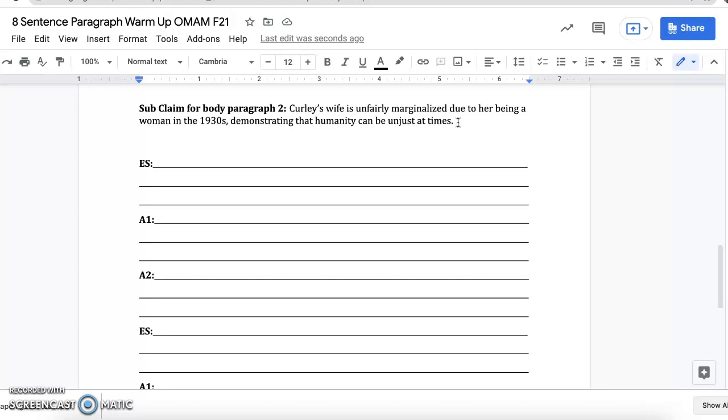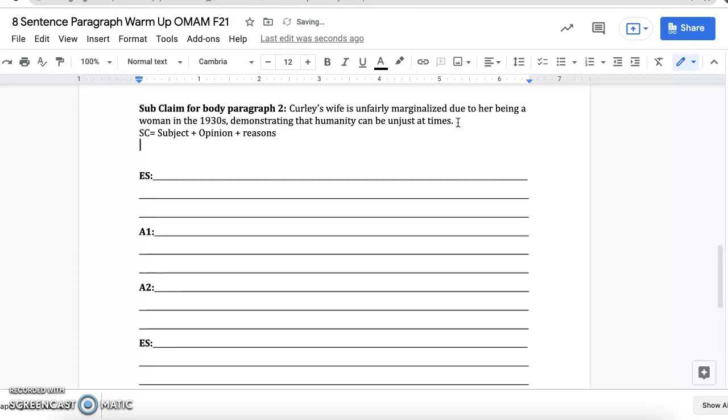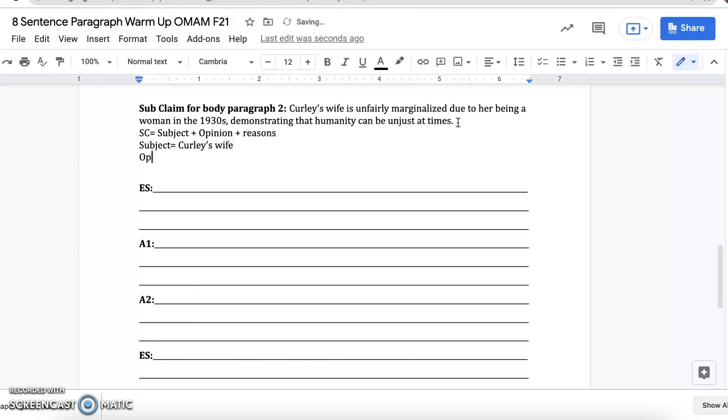But the equation again for a subclaim is SC equals the subject plus the opinion and the reasons. And remember, whatever your reasons are will be reflected in what you decide to choose to include as far as your text evidence in your ESs. So the subject here is Curly's wife. The opinion is the same as it was in the main claim and the previous paragraph, is that humanity can be unjust at times.